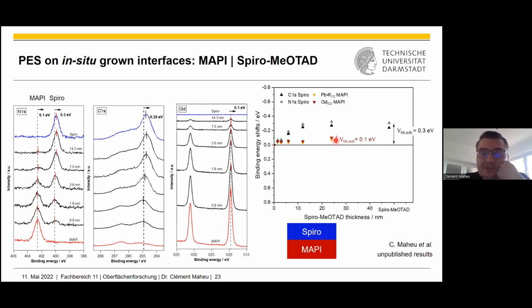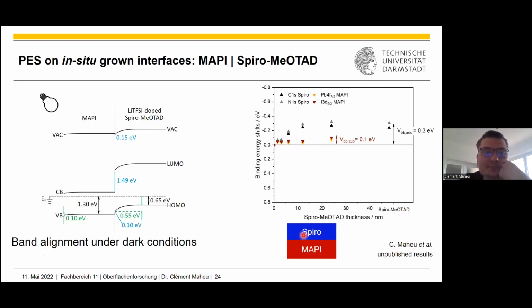And this indicates the band bending of your material inside the MAPI and inside the spiro. So you can then draw such a band diagram. So with the core level, you draw the band bending. With the valence band edge that you measure, you can draw this level here, and you can again use UV-vis absorption spectroscopy for the band gap and the cutoff for the vacuum level.